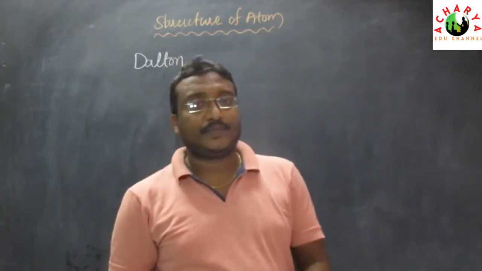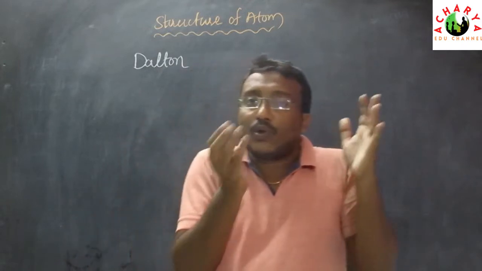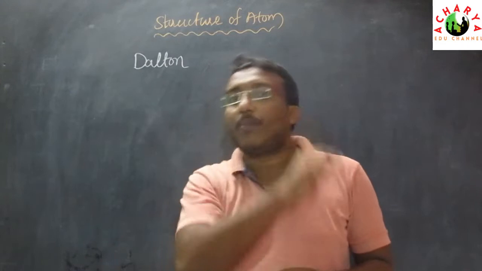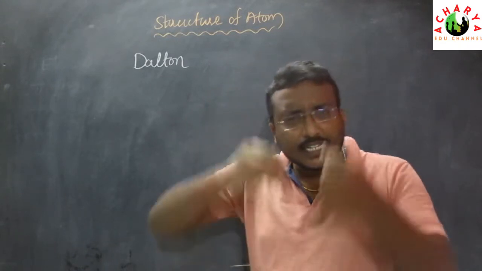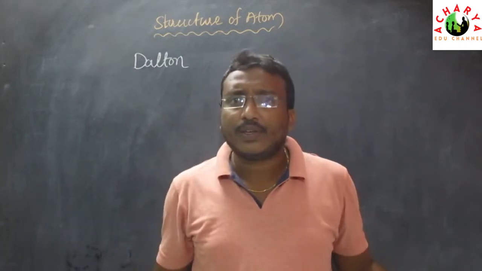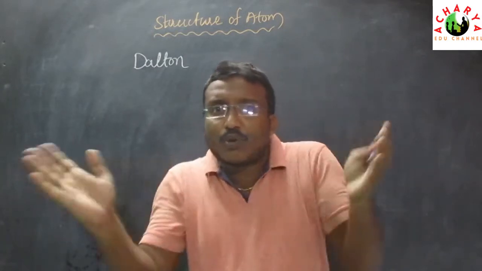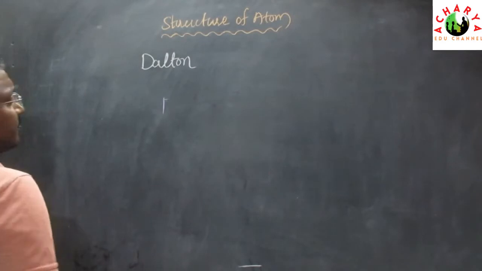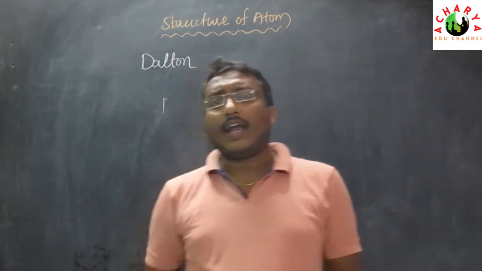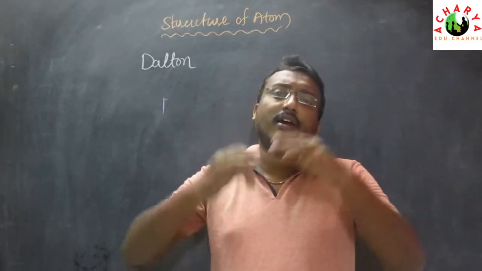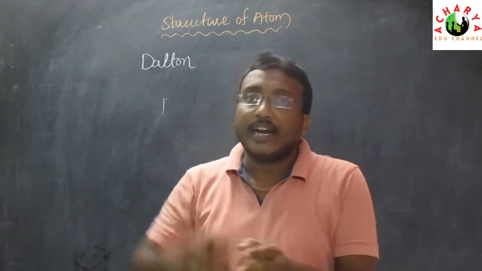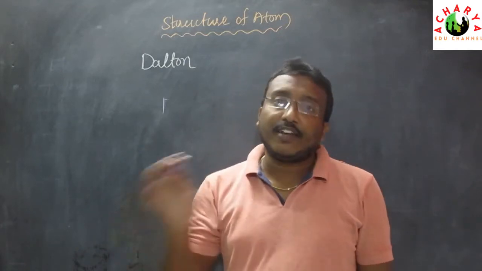That means they could not be divided into further smaller particles. So the atom is the smallest one, and we can't split it into small pieces. And he said that atoms of the same element are all identical, and atoms of different elements are different.